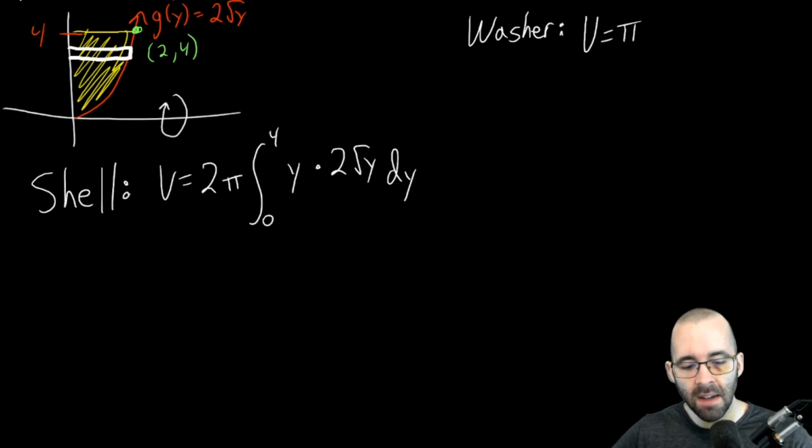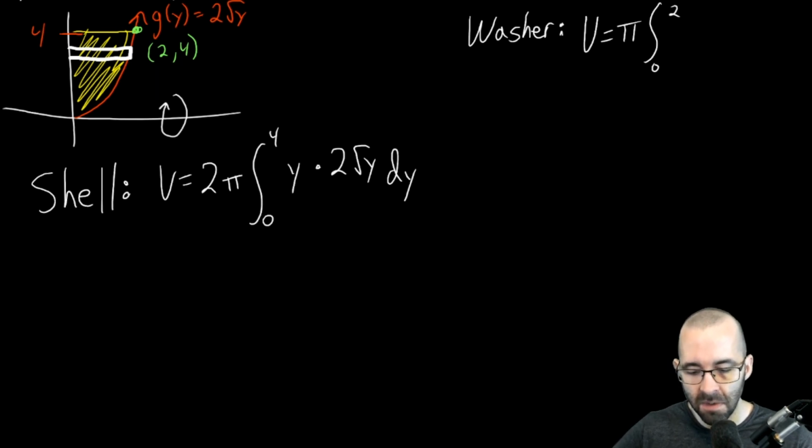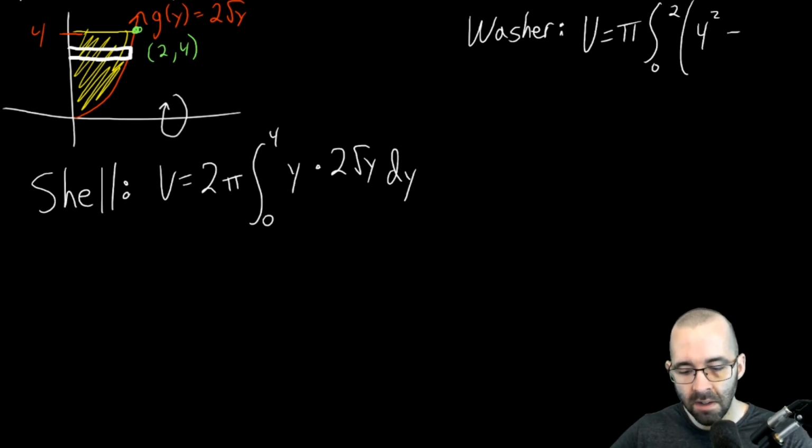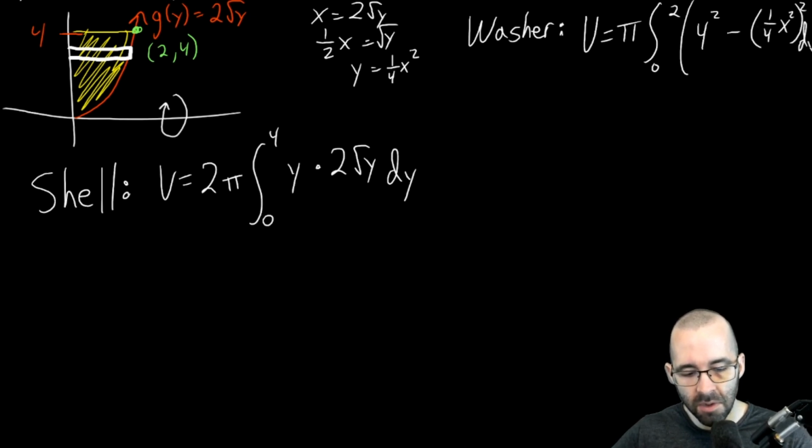We get it's pi times the radius squared. X is going from 0 to 2. And the top function is just a constant function, 4. So it's top function squared minus the bottom function, which we'd have to find. Right? If x is equal to 2 root y, that means 1/2 x equals root y, or y equals 1/4 x squared. We'd subtract 1/4 x squared with respect to x.